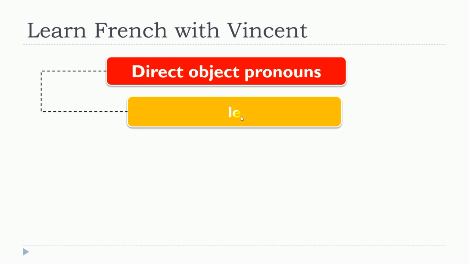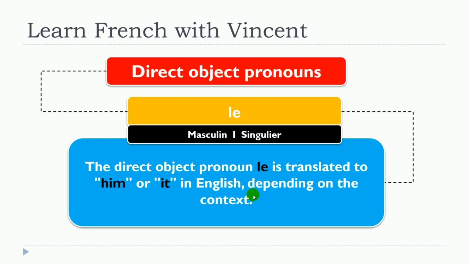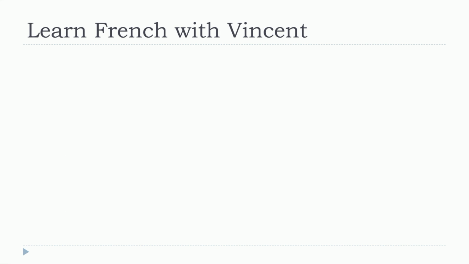In this lesson, we will see the pronoun le, and the direct object pronoun le is translated to him or it in English, depending on the context. Remember that le is masculin singulier, and we'll have 4 examples.